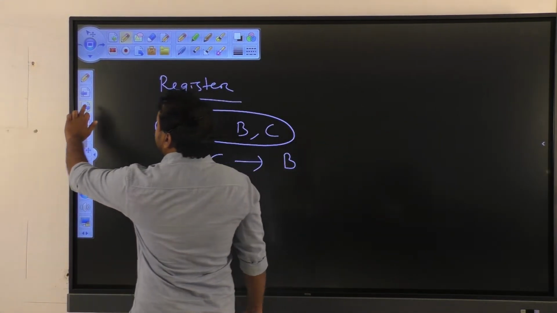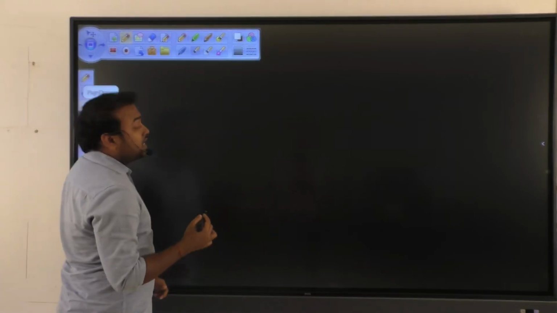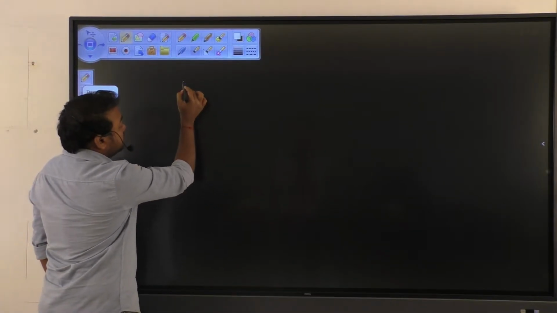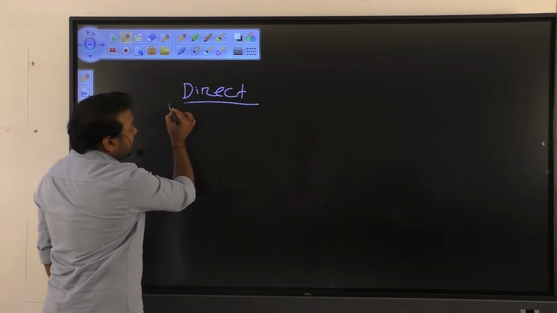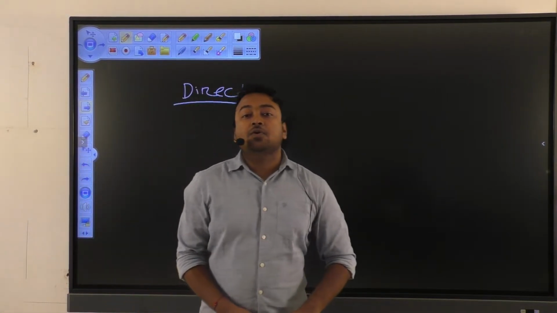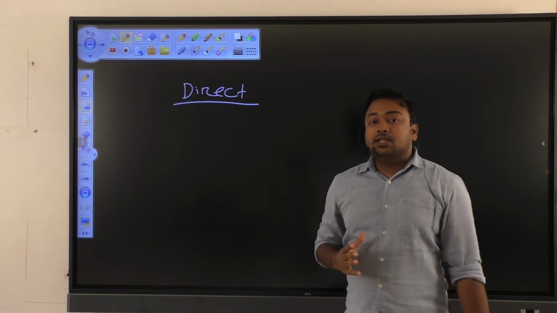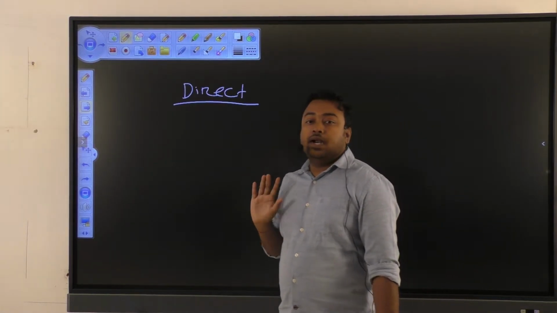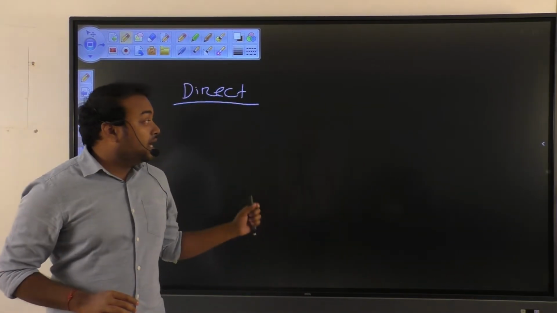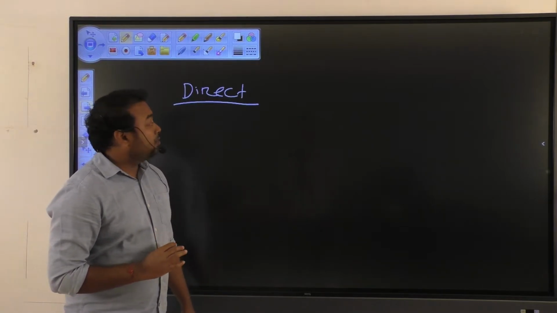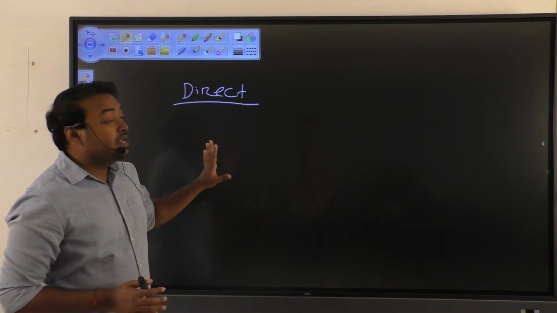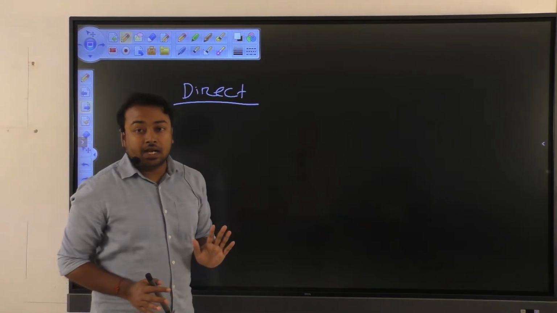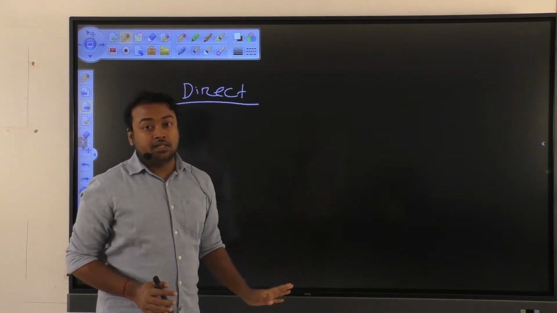So let's discuss direct addressing mode. In direct addressing mode, the address of the operand is present in the instruction itself. The address of the operand, not the operand. In immediate addressing mode, the operand or data is present in the instruction, but in direct addressing mode, the address is present in the instruction.